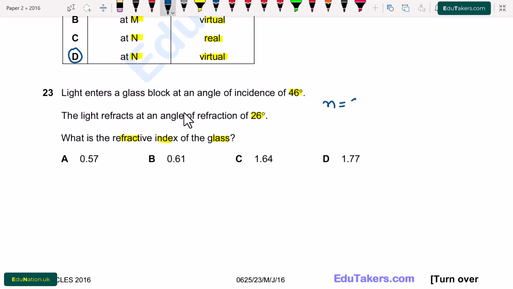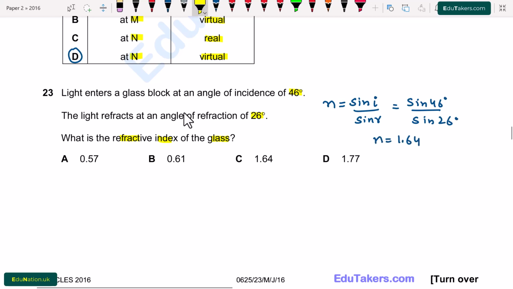n is equal to sine of angle of incidence over sine of angle of refraction. Here the angle of incidence is 46 degrees. So I write here sine of 46 degrees divided by sine of the angle of refraction, which is 26 degrees. So the refractive index n will be equal to 1.64. Now we see the options. Option A 0.57, B 0.61, C 1.64. So option C is correct from here.